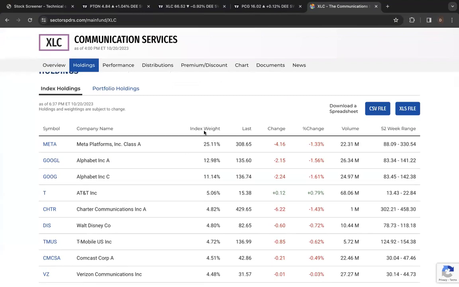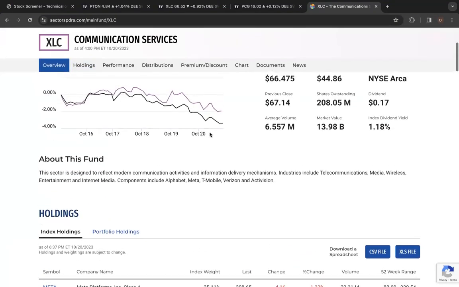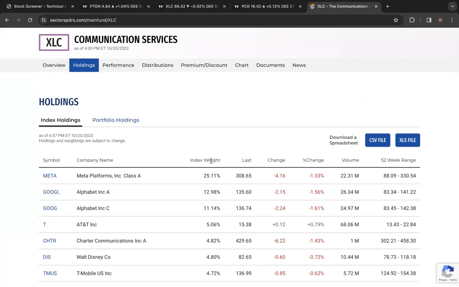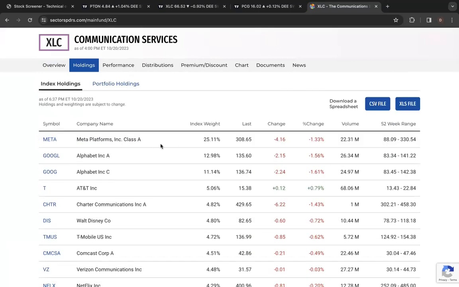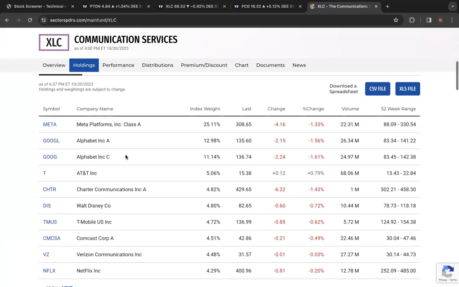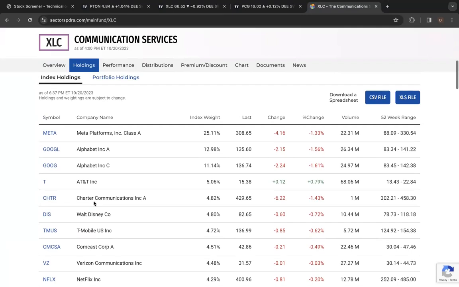And for some reason it's not letting me, it usually has an arrow right here where you can look at it from lowest to highest or highest to lowest or however you want to categorize them. But as it's set up right now, it's the highest weighted to the lowest weighted. So you see we have Meta, Google, AT&T, Charter Communications, Walt Disney.